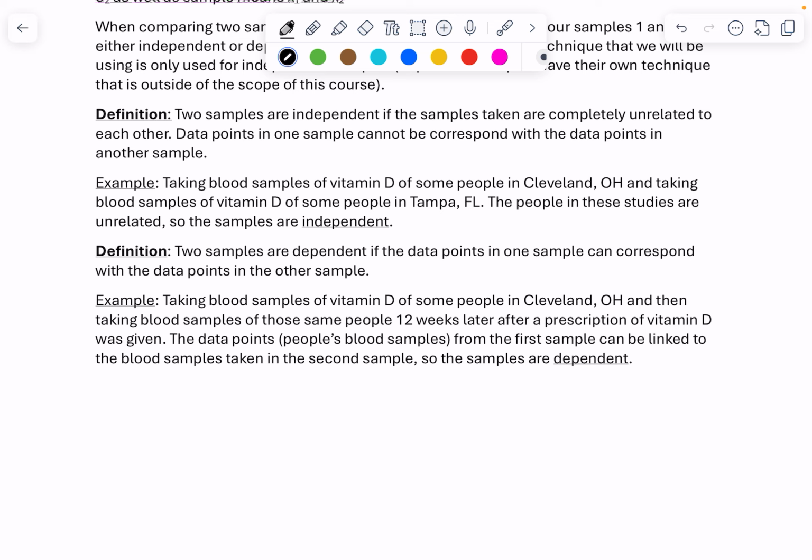And it's very important to be able to define independent and dependent, because in these techniques that we're going to be talking about, only independent samples can be compared. Okay, so if you have dependent samples, there are different techniques that you can use, and we're not going to be getting into them in this course. They're going to be outside of the scope. Okay, so we're only going to be working with independent samples here. But it's good to get into the habit of identifying those.